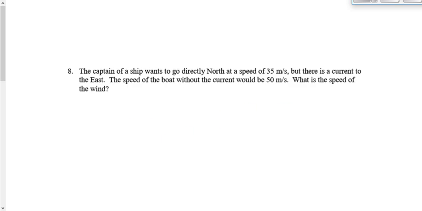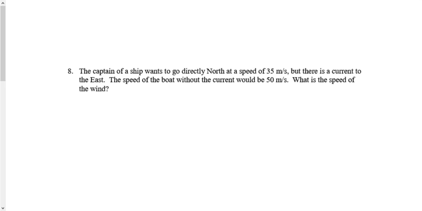Let's have a look at number 8 now. It says the captain of a ship wants to go directly north at a speed of 35 meters per second, but there's a current to the east. The speed of the boat without the current would be 50 meters per second. This is the tricky part of this. It talks about the speed of the boat without the current. What would be the speed of the wind here?